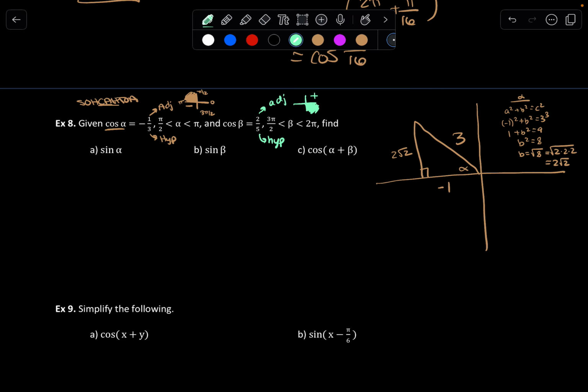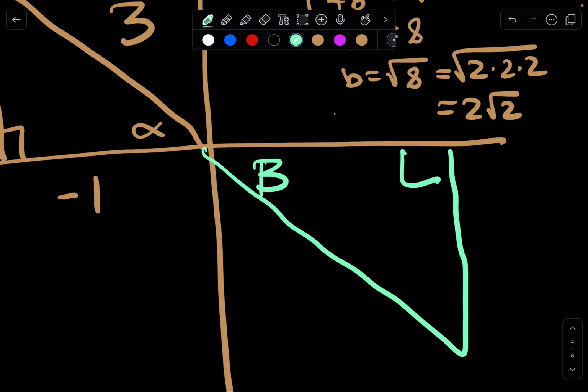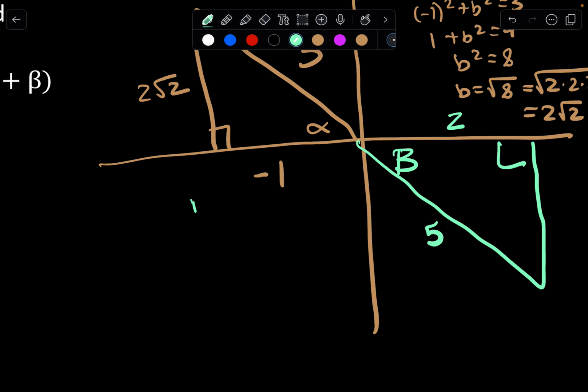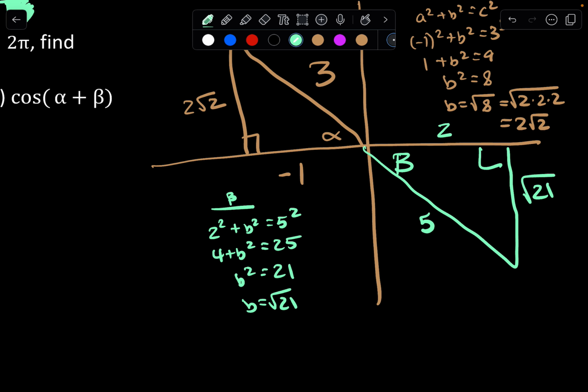So I'm going to draw my right triangle in quadrant 4. And this is for angle beta. So the ratio is 2 over 5. So for cosine, that will be my adjacent over hypotenuse. All right, so I might as well find the opposite side for this one as well. Again, we'll use the Pythagorean theorem. So I have 2 squared plus b squared is equal to 5 squared. 4 plus b squared is equal to 25. B squared is equal to 21. So we have b is equal to the square root of 21. So that opposite side from our angle will be root 21.